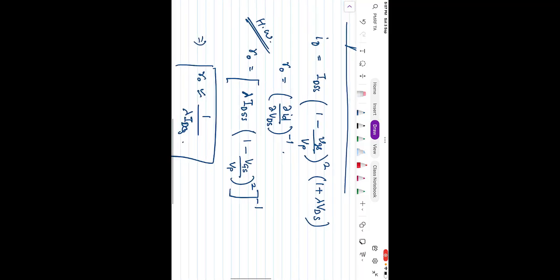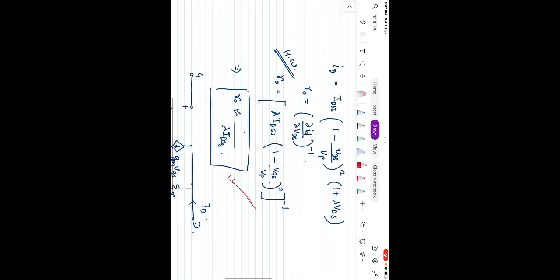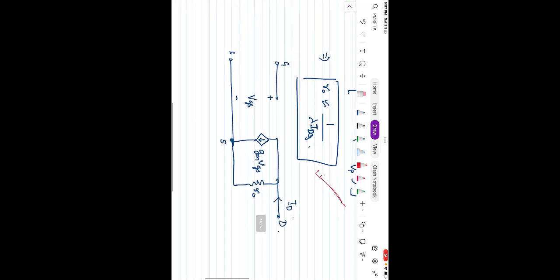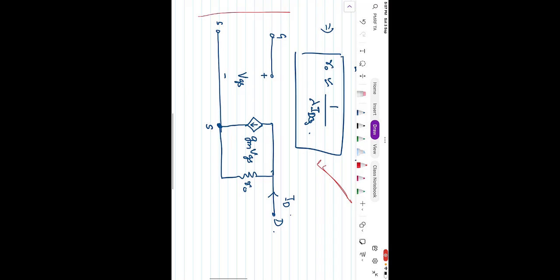Now R naught is given by this formula, delta ID by delta VDS to the power inverse, and therefore you will arrive at finally this equation. So this is what is more important. From here we see the small signal equivalent of JFET. So this is the small signal equivalent.